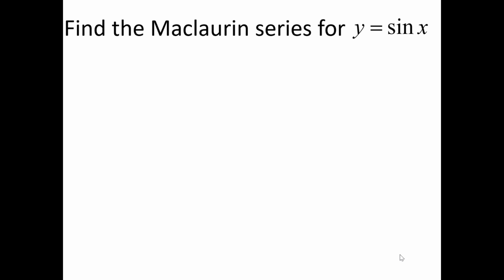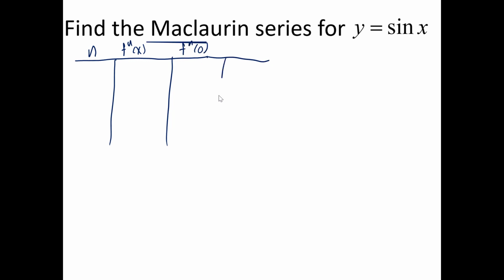Find the Maclaurin series for y equals sine of x. You should do these on your own. Pause the video. n, f^(n)(x). Maclaurin, it's always f^(n)(0). We're always doing this at 0 for Maclaurin. And your c_n, which is again your f^(n) evaluated at 0 divided by n factorial.